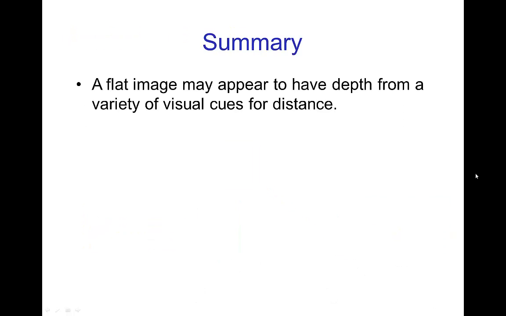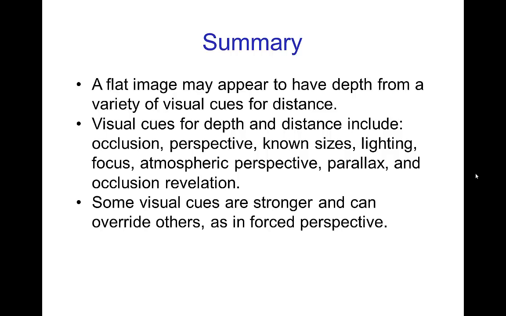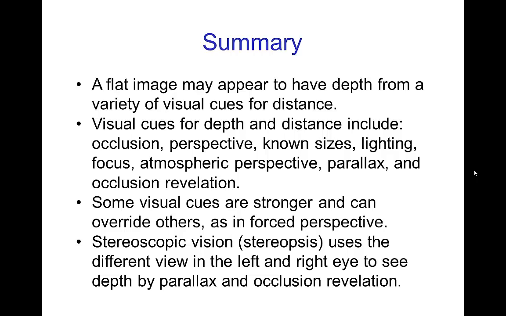So in summary, a flat image may appear to have depth from a variety of visual cues for distance. These visual cues include occlusion, geometric perspective, known sizes, lighting and shadows, focus, atmospheric perspective, parallax, and occlusion revelation. Some visual cues are stronger than others, and the stronger ones can override the weaker ones, as we see in forced perspective. And finally, stereoscopic vision, also called stereopsis, uses the different views in the left and right eye to see depth by parallax and by occlusion revelation.